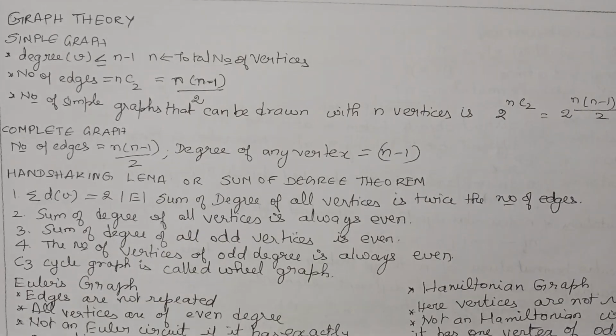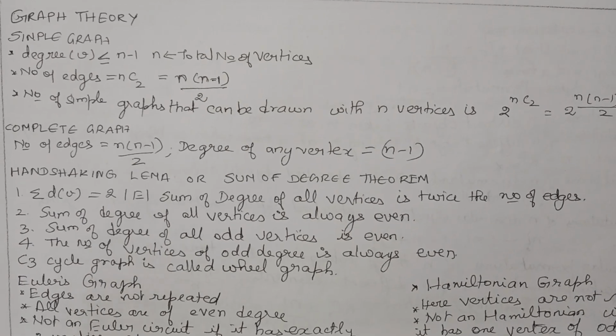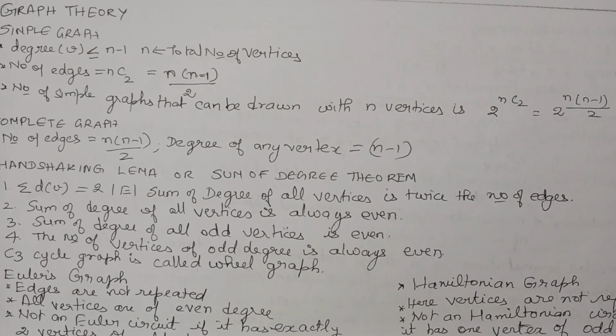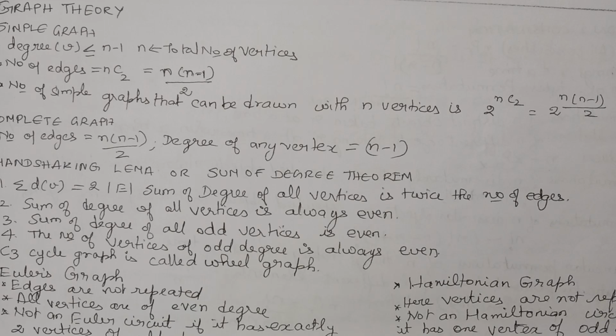So important formulas from the graph theory. So simple graph, the degree of v will be less than or equal to n minus 1, where n is the total number of vertices, and number of edges will be nC2, that is n into (n minus 1) by 2. The number of simple graphs that can be drawn with n vertices is 2 to the power of nC2. That means 2 to the power of n into (n minus 1) by 2. The complete graph number of edges will be n into (n minus 1) by 2. Degree of any vertex will be n minus 1.